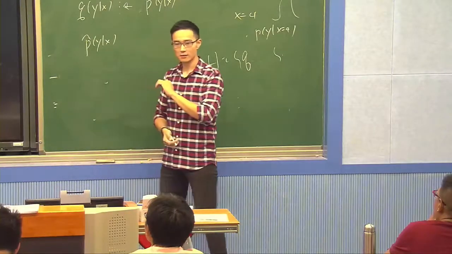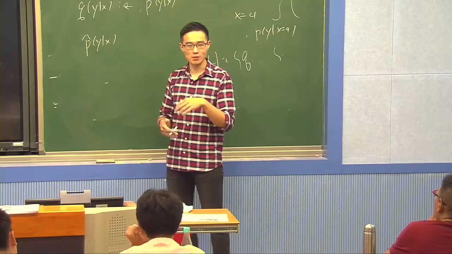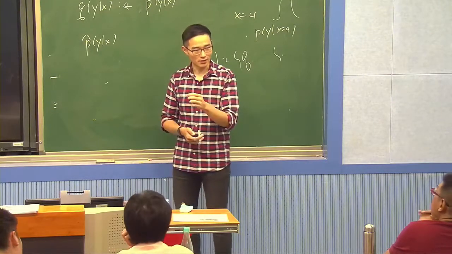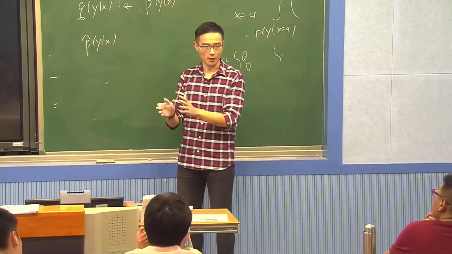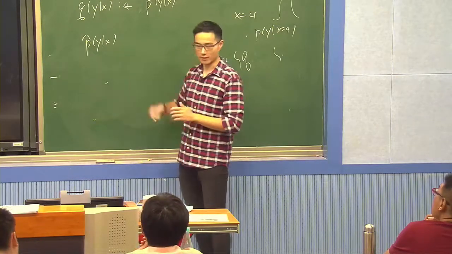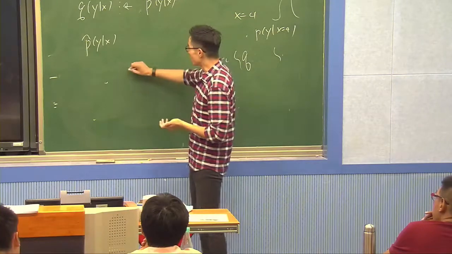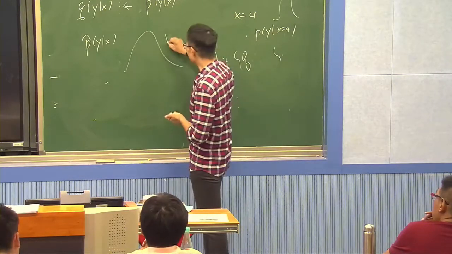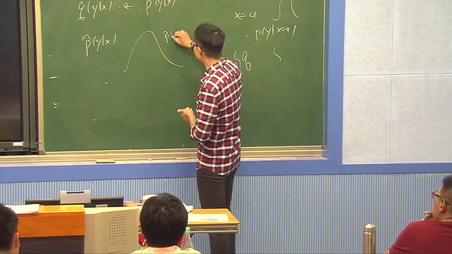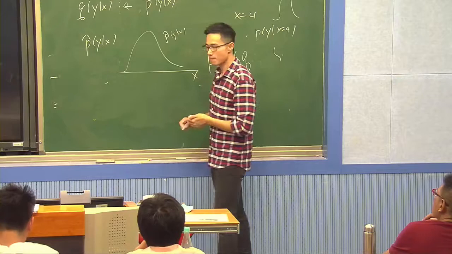Now the question is, suppose I already know p hat of y given x. What do I do? How do I predict y? Because oftentimes people still ask you to make a prediction. So give me just one value of y. I don't want a distribution. I just want you to predict the value of y if I tell you x.